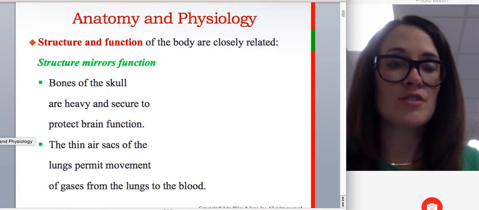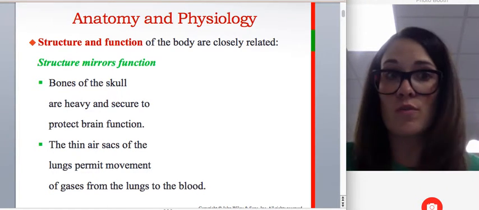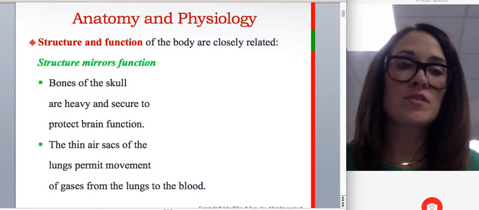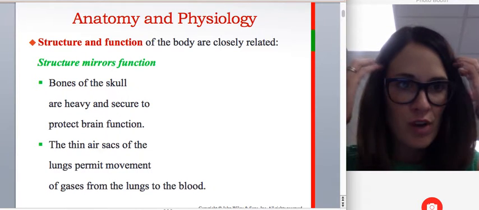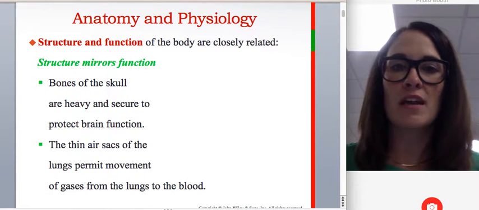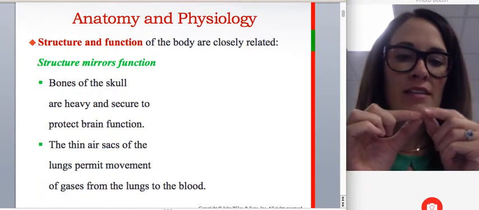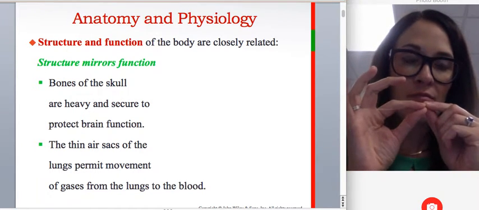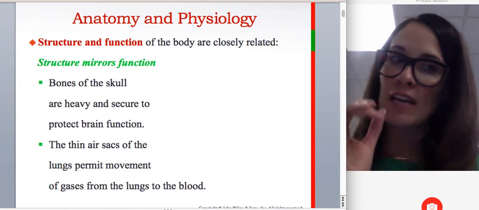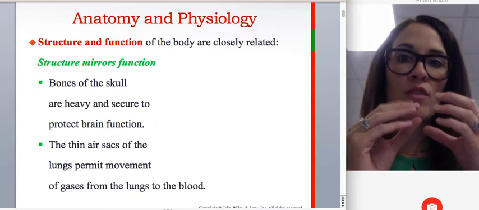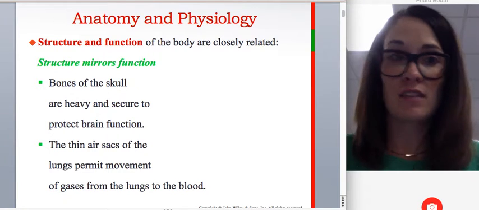Structure mirrors function. So a lot of the parts are designed in a way so they can do what they need to do. The bones of the skull are hard and their joints are tightly fit together to protect the brain. So the structure mirrors the function, the purpose of that. The thin air sacs in the lungs, called alveoli, are lined with a very, very thin layer of epithelial tissue that allows oxygen to go in efficiently and carbon dioxide to go out. So they're structurally designed so their function can work.